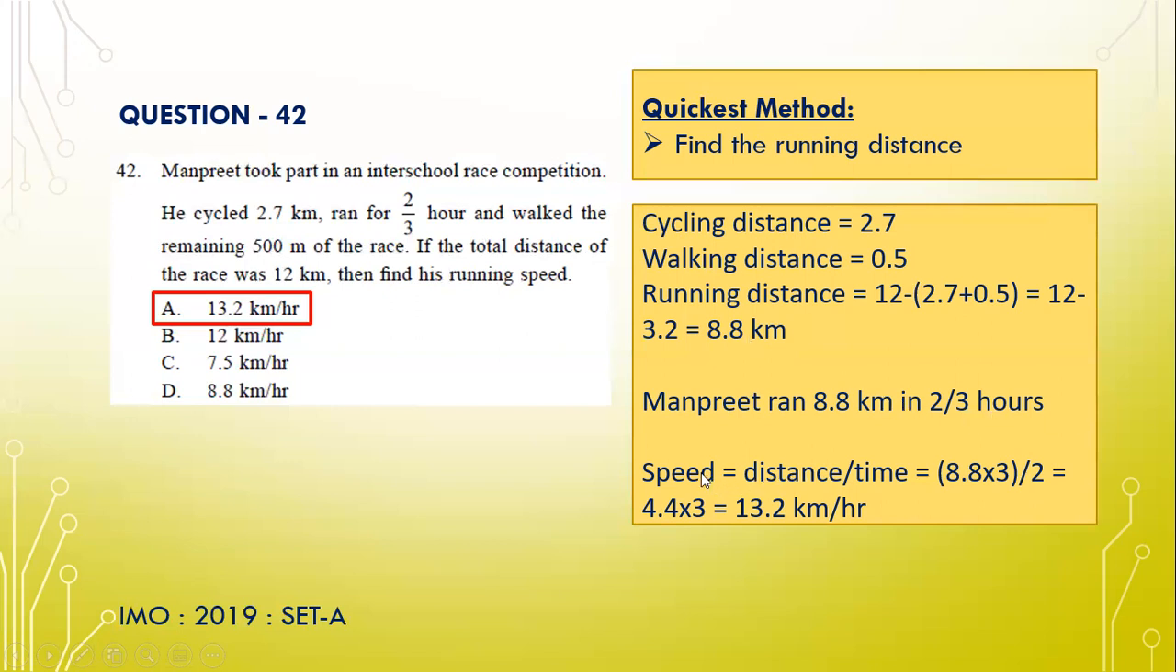So what is speed? Speed is distance upon time. Distance is 8.8 upon time is 2 upon 3. So 2 upon 3, so 3 will come at the top. So it is 8.8 into 3 upon 2. 8.8 divided by 2 is 4.4. 4.4 into 3 is 13.2 kilometers per hour. So the running speed is 13.2 kilometers per hour.